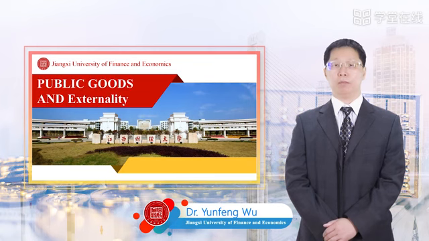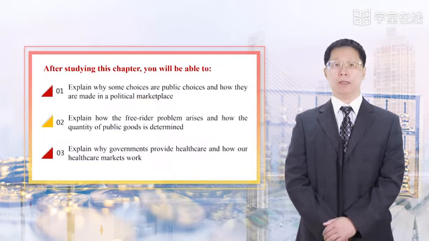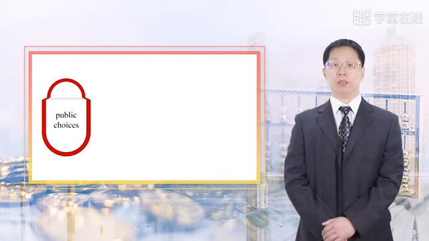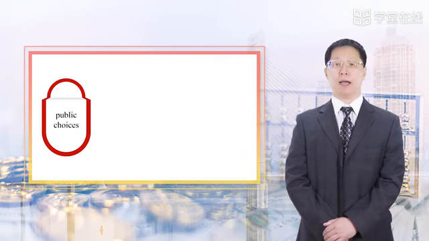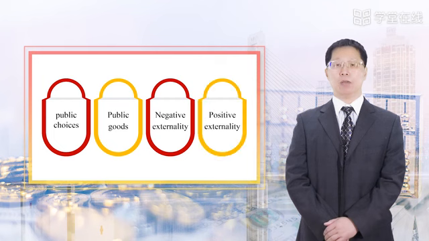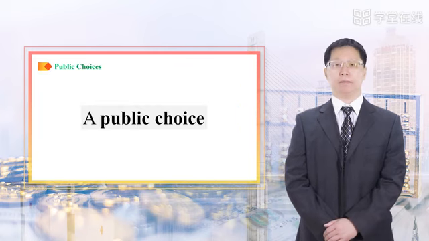This lecture is for public goods and externality. In this chapter, we will discuss 4 sessions. In the first session, we will explain why some choices are public choices and how they are made in a political marketplace. In the second session, we will explain how the free rider problem arises and how the quantity of public goods is determined. And we will explain negative externality and positive externality in the 4th and the 5th session respectively. Let's start session 1.